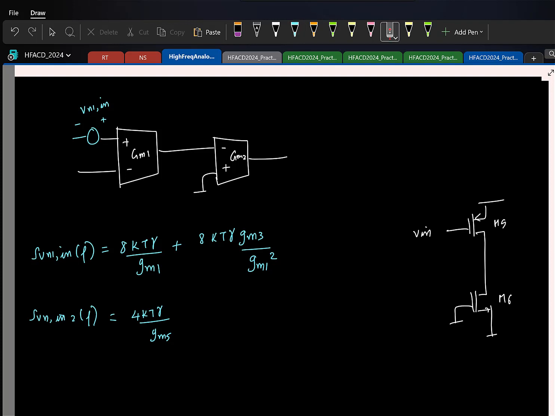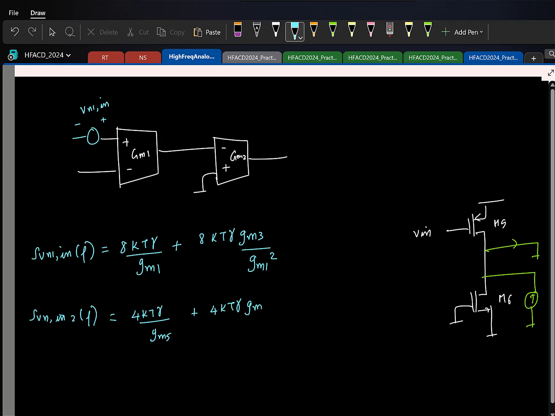For M6, once again, if you do the same business, assume a current, find the short circuit current. The entire current is going to flow to the output. So the power spectral density of that current is what? 4kTγgm6. I have to refer it back to the input. So the transfer function from this current to the input, that's all.